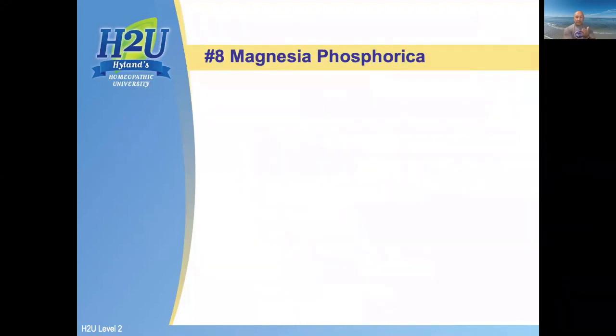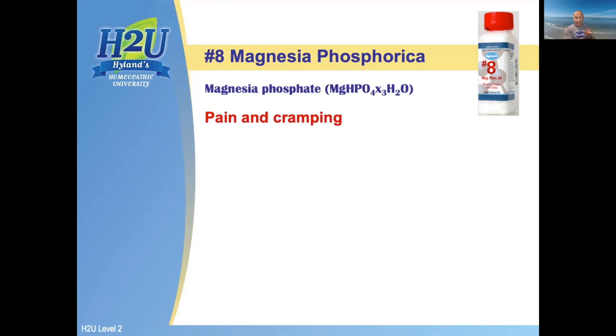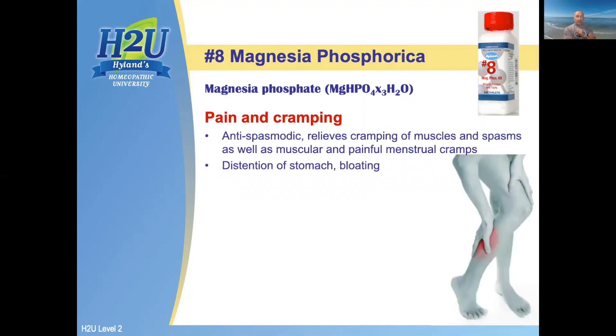Mag Phos, number 1 remedy for cramping, menstrual cramping, muscle cramping, migraine headaches or headaches in general, especially when you put it in hot water. Put it in hot water, 8 to 10 tabs, stir it in the water, sip it back, and you're good to go. So Mag Phos is an amazing remedy.